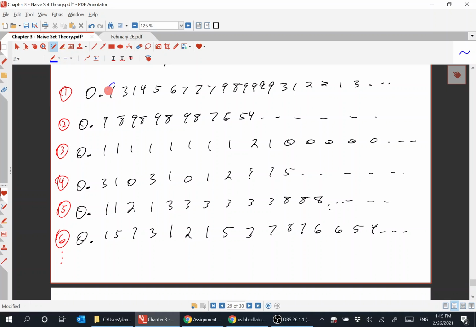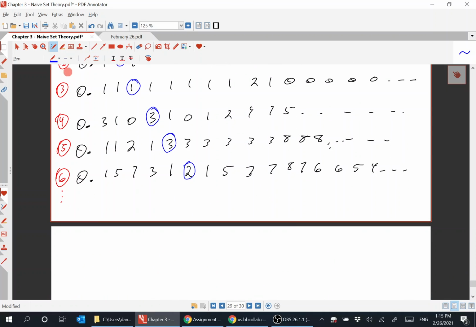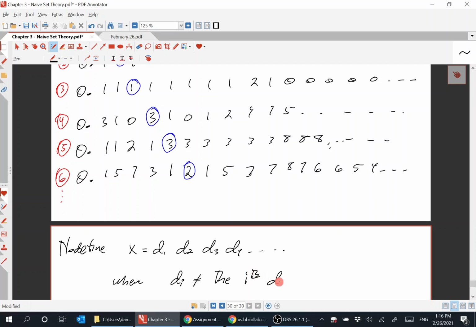Look at the first decimal place here, the second decimal place here, third, fourth, fifth, sixth. Construct a decimal expansion that is different than 1 in the first spot, different than 8 in the second spot, different than 1 in the third spot, different than 3 in the fourth spot, different than 3 in the fifth spot, different than 2 in the sixth spot. So now define x equal to 0.D1 D2 D3 D4 and so on, where Di is not equal to the ith digit of number i.